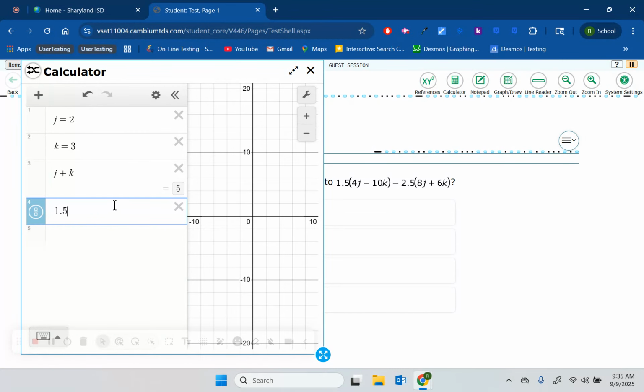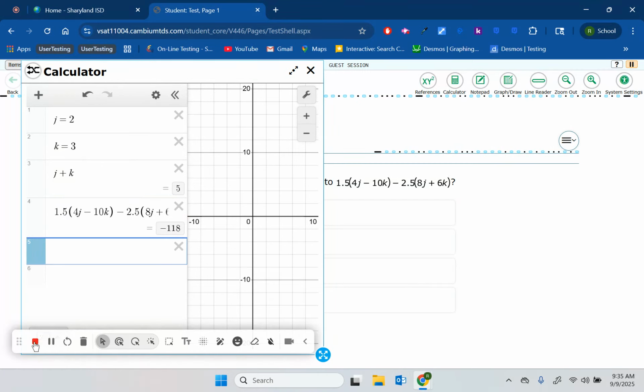And so now I'm going to put in here 1.5. And now I'm just using literally the keyboard of the calculator. I'm not using anything else but the keyboard. Parentheses for J minus 10. Oops, I flat out missed it. 10K parentheses minus 2.5 parentheses 8J plus 6K. Flat out only using the keyboard of the calculator. I'm not using this option down here at all yet.